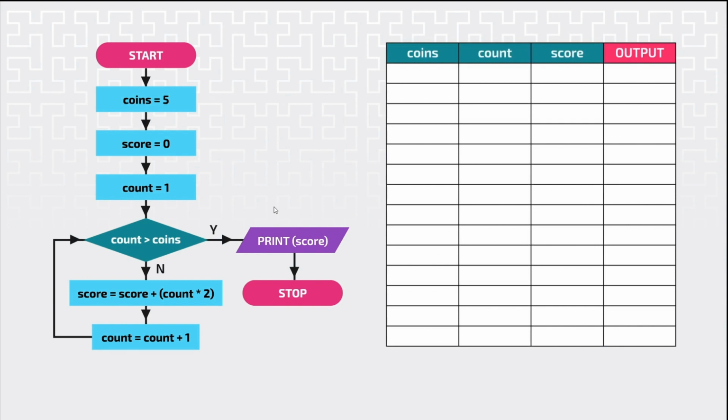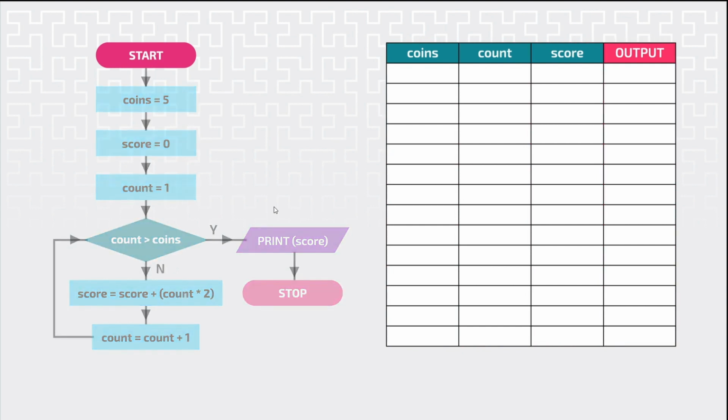This trace table has a column for the variables coins, count, and score, and also a column for any output. As with every flowchart, you should begin at the start symbol and follow the line of execution through the flowchart. First, the algorithm creates the variable coins and assigns it a value of 5.